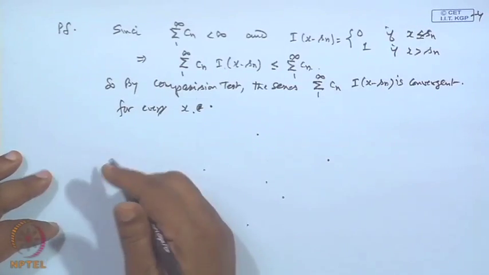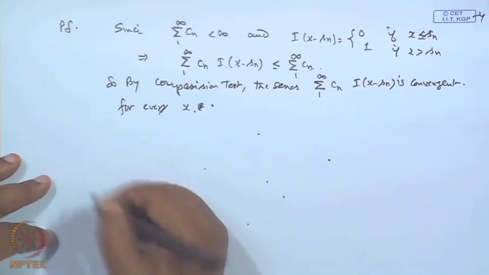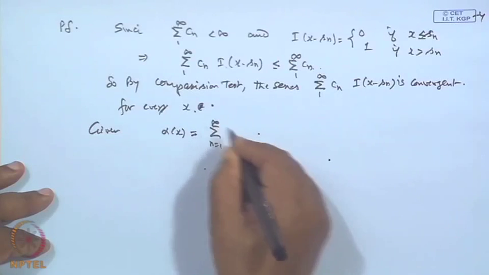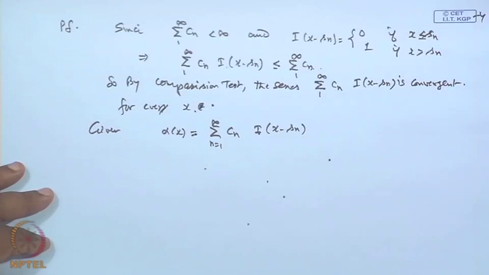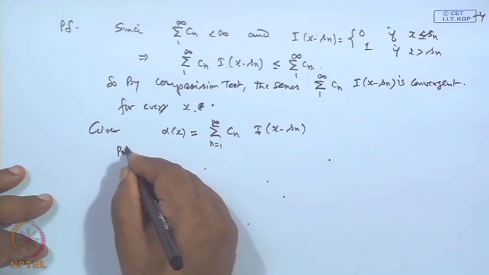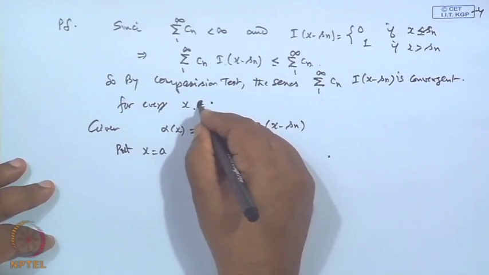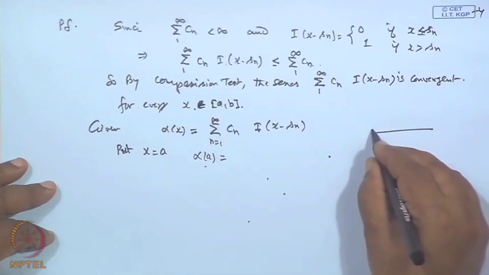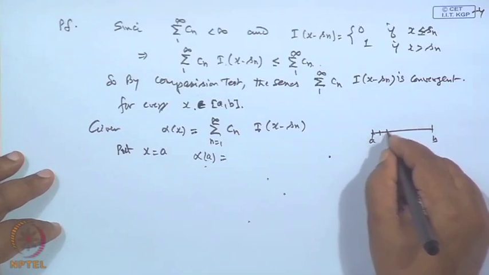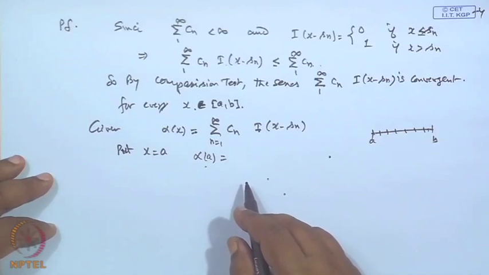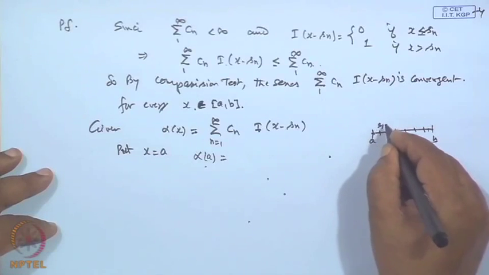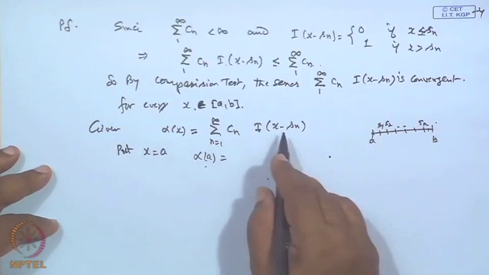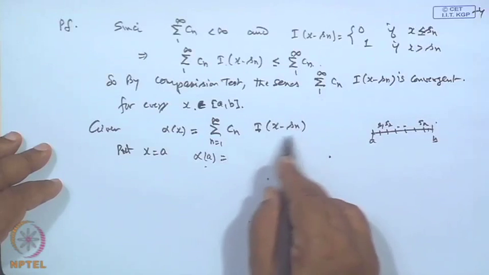Okay. Now let's take alpha. Alpha(x) is given as the sum over n from 1 to infinity of c_n I(x - s_n). So what is the value of this? Let x be in the interval [a, b]. Suppose x is a, then what will alpha(a) be? This is our interval [a, b], and here are s_1, s_2, s_n. These points belong to the open interval, remember, because these are distinct points. So a is strictly less than s_1, a is less than s_2 and so on. So when a is strictly less than s_n for each n, therefore I(x - s_n) will be 0.